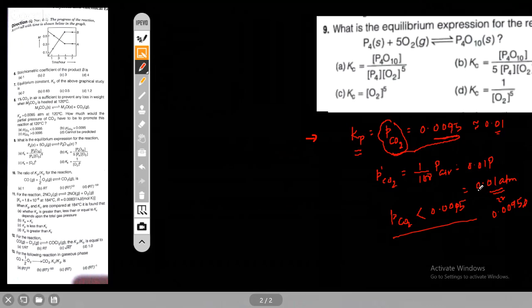So since the partial pressure is almost the same, the reaction will not go in the forward direction. Now to proceed the reaction in the forward direction, the partial pressure of CO2 must be less than this value, then only it will go forward. That's why option A is correct. Okay, so this one is the simplest one. Option D is correct.